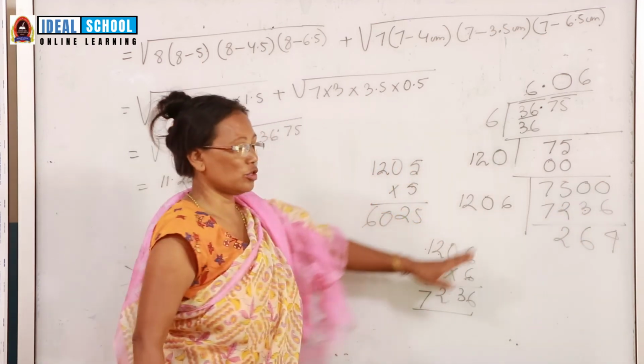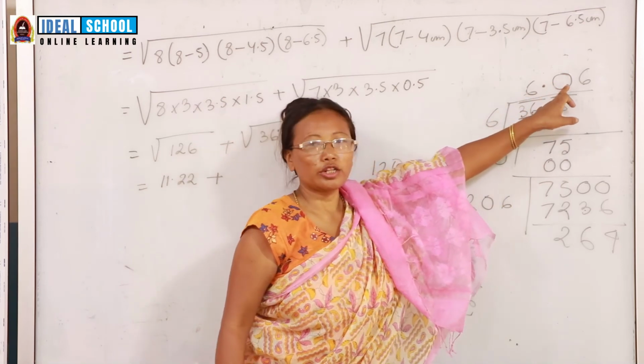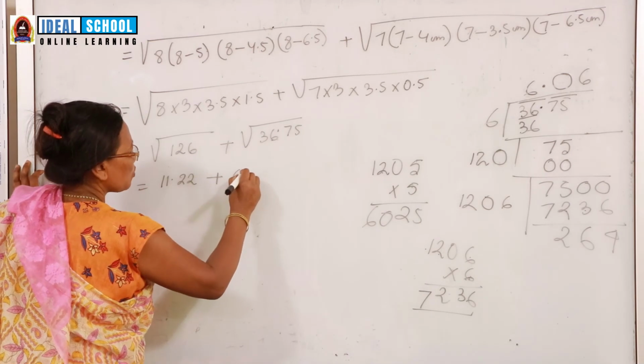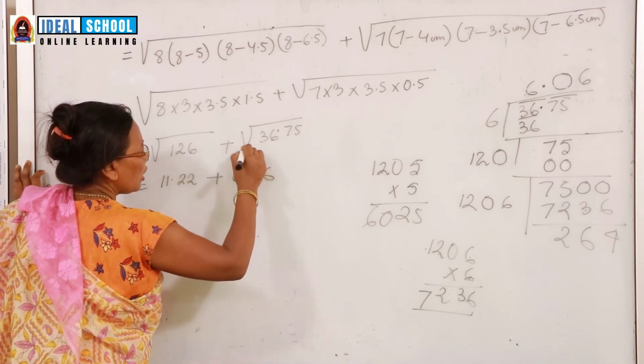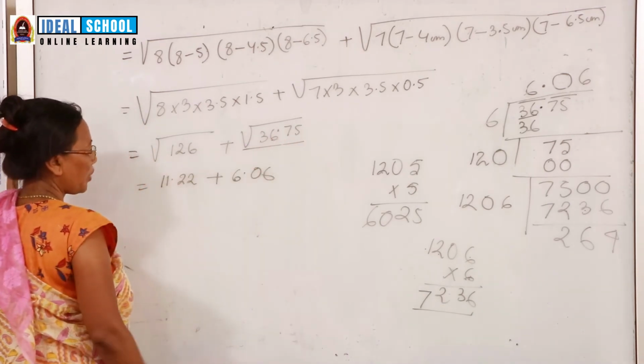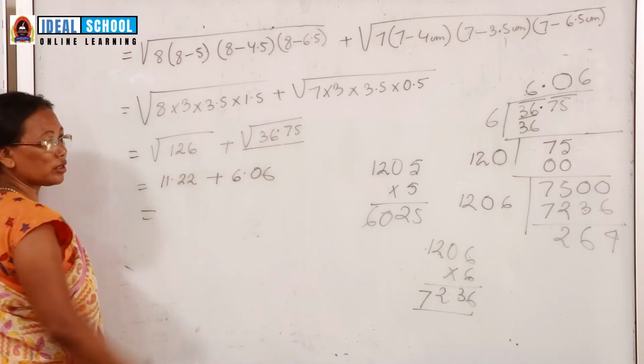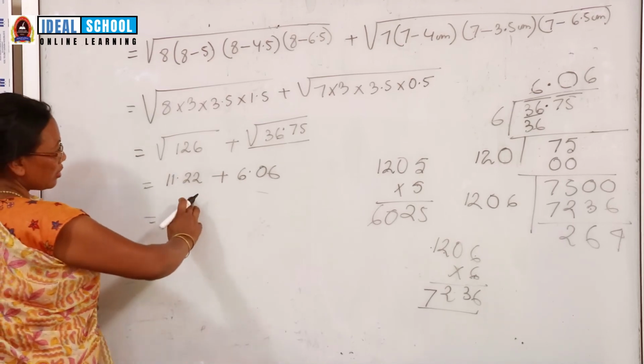If there is a remainder also, just leave it. Why? Already we have 2 digits here. Now this will be the answer. 6.06 will be the root of this number. Then after that we can add. Now there is no root, we already broke the root. Okay, now let's add together.